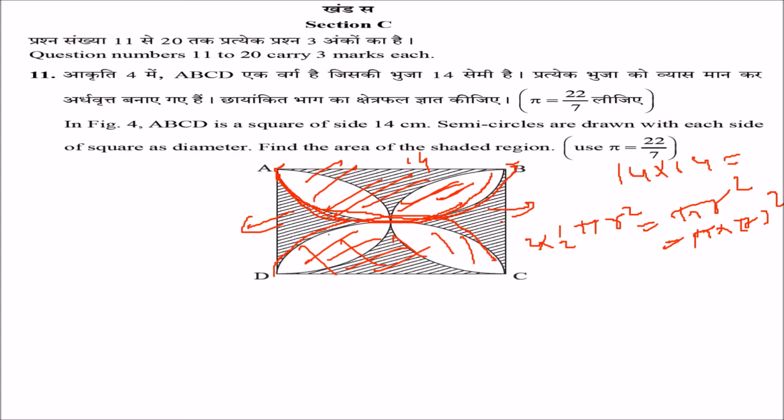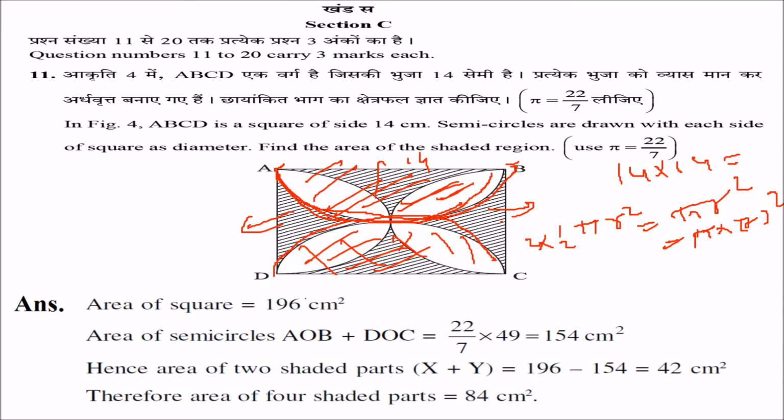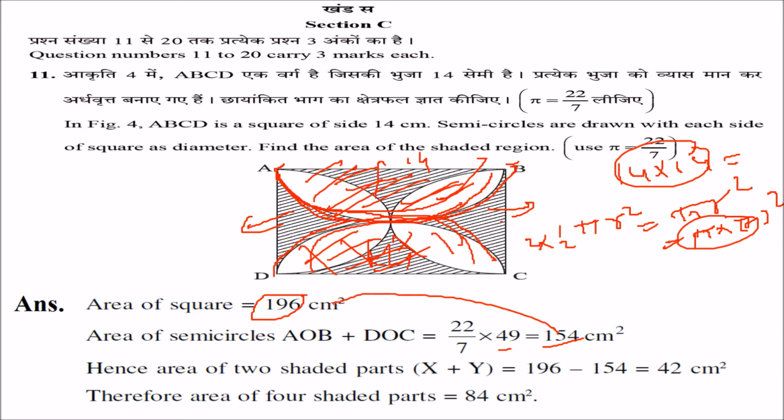Similarly, if we multiply these two regions twice, we get this also. This is what we have done. So area of square is 196, 14 into 14. So the area of semicircle, this one and this one, is pi r square, pi into 49, that is 154. We subtracted it, we got 42. But this is these two regions. We want to find out these two regions also. So just multiply it by 2. 84 will be the answer.